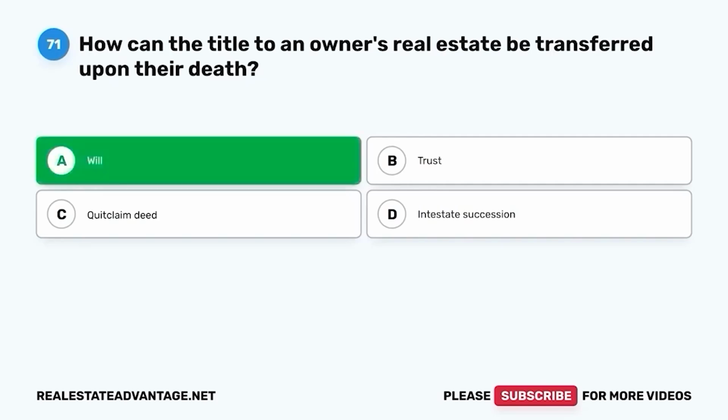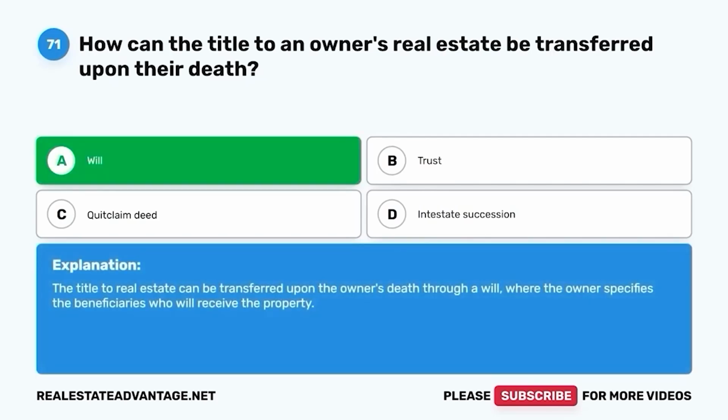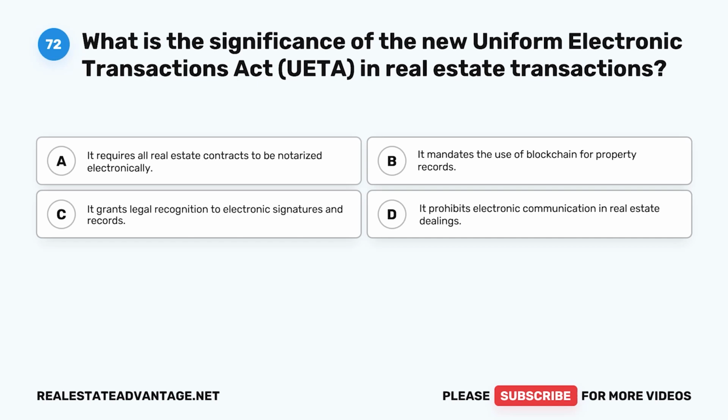The correct answer is A. Will. The title to real estate can be transferred upon the owner's death through a will, where the owner specifies the beneficiaries who will receive the property. Question 72. What is the significance of the new Uniform Electronic Transactions Act, UETA, in real estate transactions?